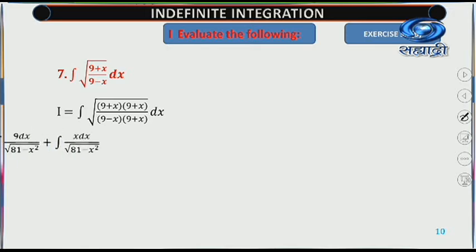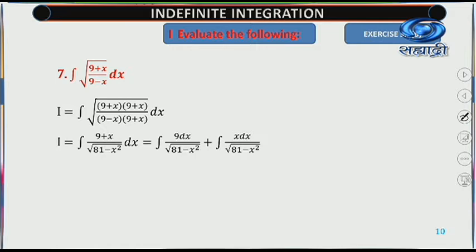So if you rationalize this, what will you get? This is (9 plus x) bracket square. Its root means 9 plus x upon, now for (a plus b)(a minus b), that is root of a square minus b square, that is root of 81 minus x square dx. Now this is in the form where we know that we have a square minus x square in the denominator. So we'll start with this.